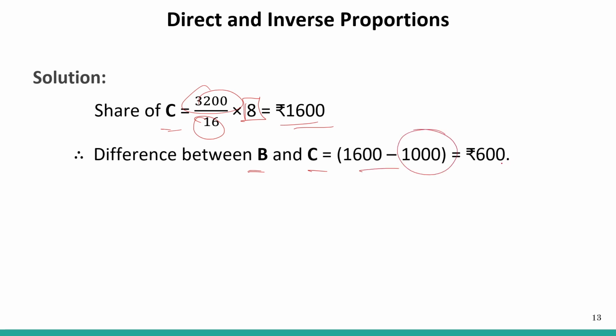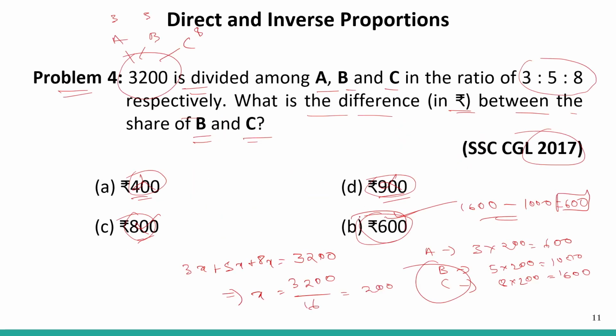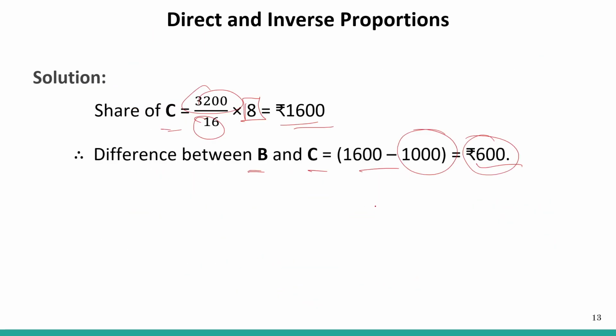It is actually 600 rupees, right? So 600 was the correct option in B. Okay, so the correct option was B, that is 600. So let's go forward to the next question.